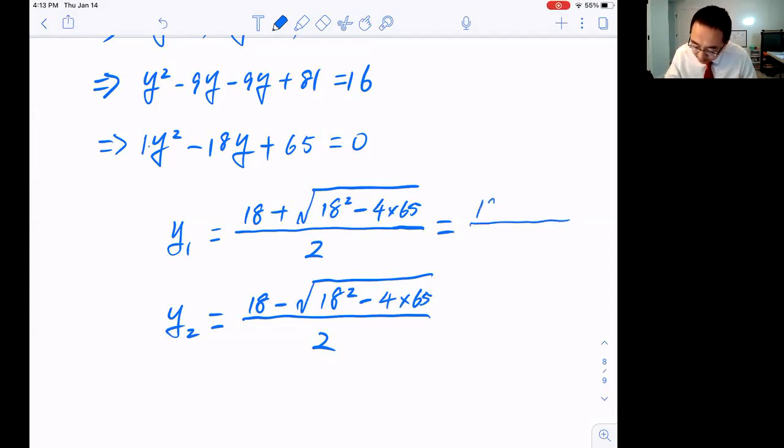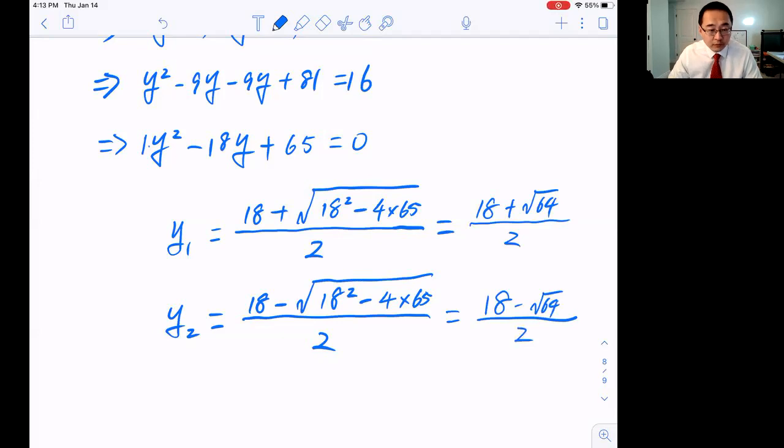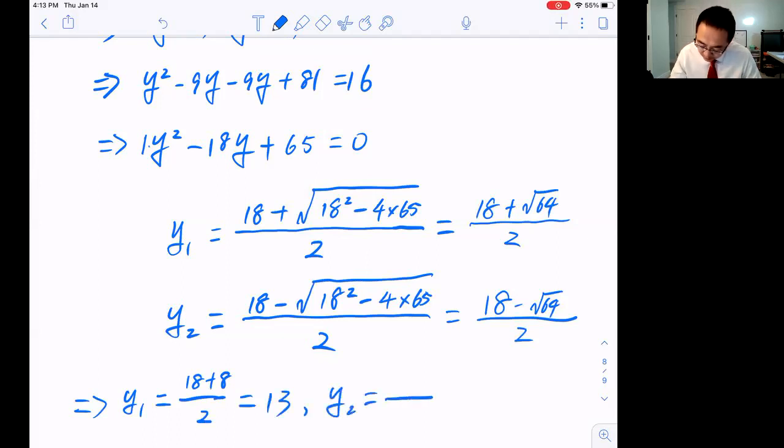And this is 18 plus the square root of 64, divided by 2. And this is 18 minus the square root of 64 divided by 2. And the square root of 64 is 8, right? 8 times 8 is 64. So that means y1 equals 18 plus 8 divided by 2, which is 13. Okay, then y2 is 18 minus 8 divided by 2, which is 5.